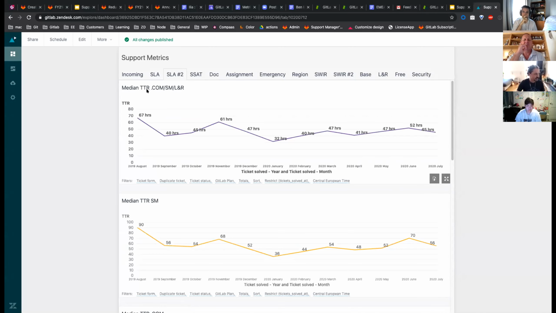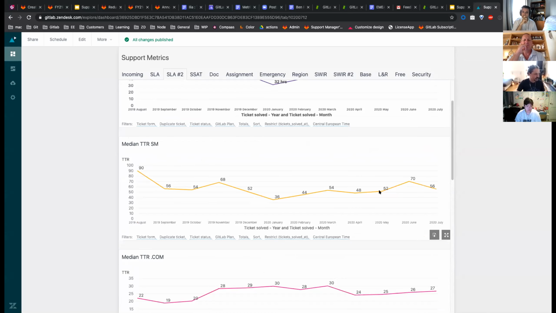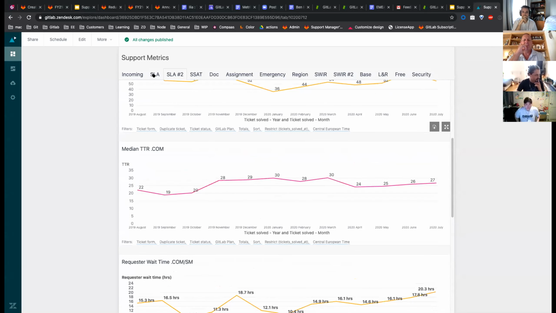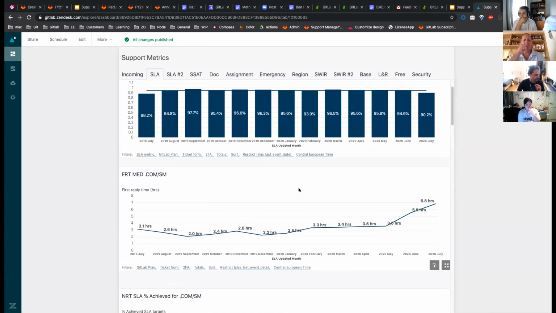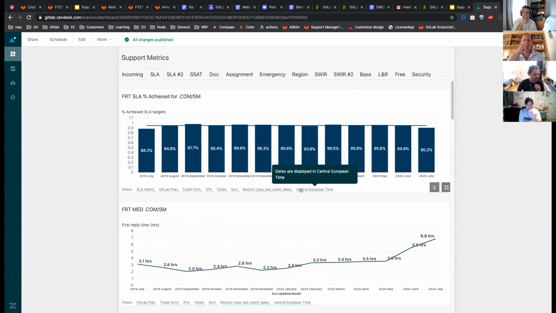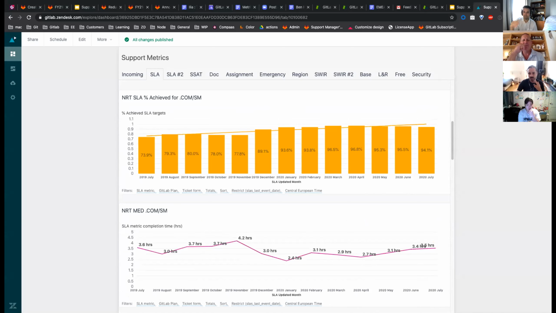So we have median for .com, self-managed and LNR. Oh, I need to change the name. But yeah, we have the median time to respond. Sorry, this is time to resolve. This is the median hour for that metric, for that group. And obviously we see that it increased a bit. So we increased in our median response times, and we're getting closer to breaches as well. So under every report, there is the median of that report as well right now. Okay, great.